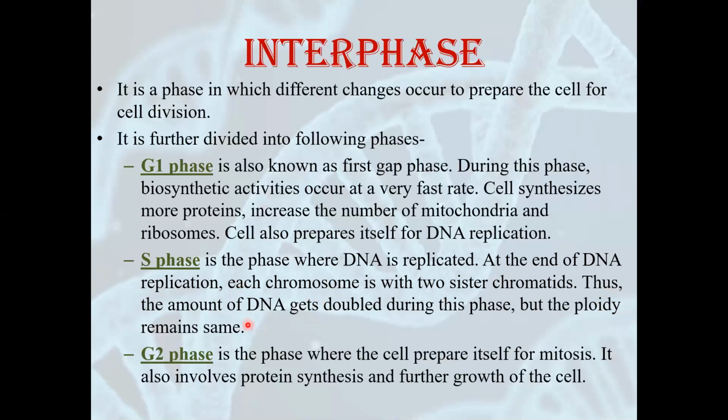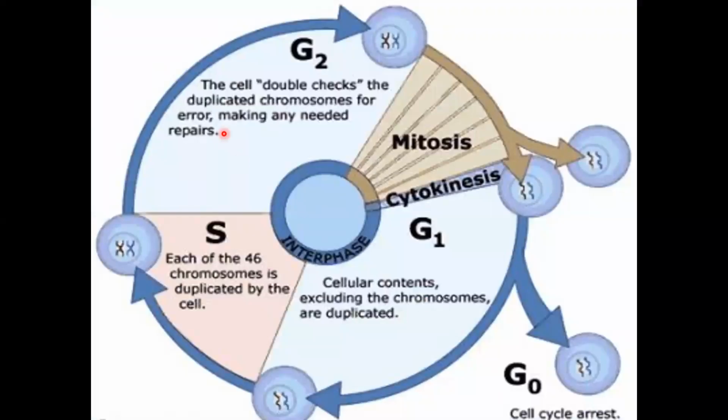Now we have understood these 2 phases. Now let us understand what is G2. G1 is the first gap phase, G2 is the second gap phase. G1 can also be called the first growth phase, and G2 can also be called the second growth phase. What happens in G2? Here the cell will prepare itself for mitosis. When you see this diagram, you can understand.